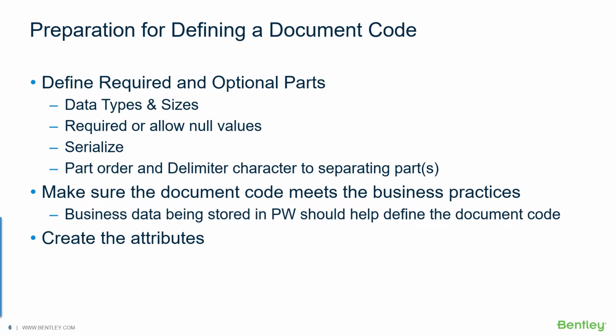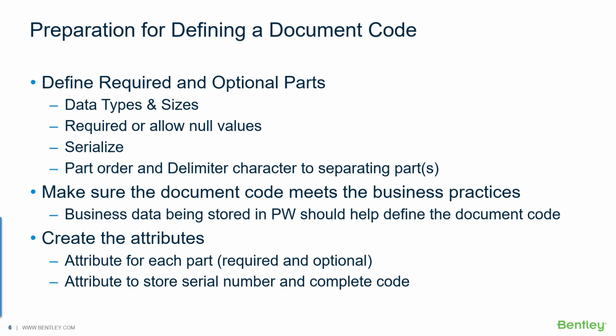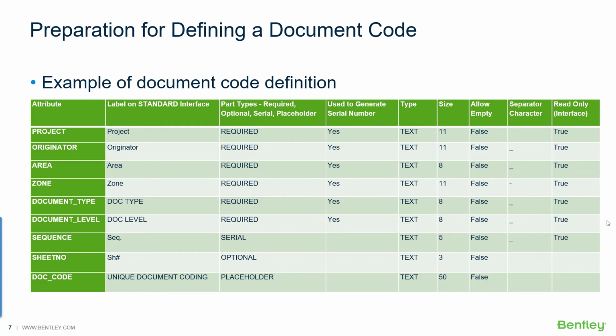Once the business requirements have been gathered, then you can create all the attributes that will hold the individual parts of the code, create an attribute to store the generated serial number, and create the attribute to store the final code value. Presented here is a table showing the attributes and their properties that are associated with each part of the document code that will be used in this training course. This table is an example of the information that should be collected during the preparation phase.